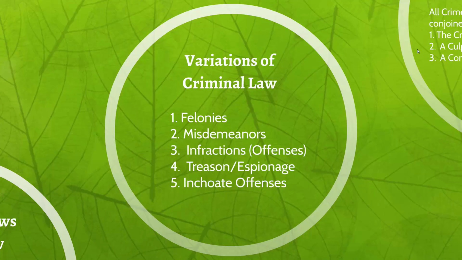There are variations of criminal law, and they can be found in different types and can vary in severity. Five categories of violations are discussed in Chapter 3. Above and foremost are felonies. Then following that are misdemeanors. Number 3 are infractions. Your book calls them offenses, but here in California we call them infractions. Then treason and espionage, and then inchoate offenses.